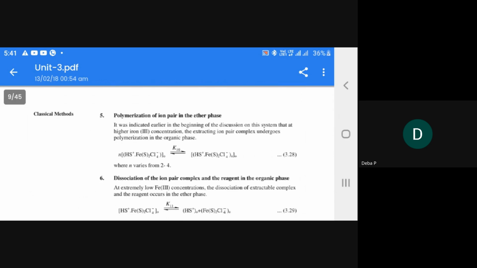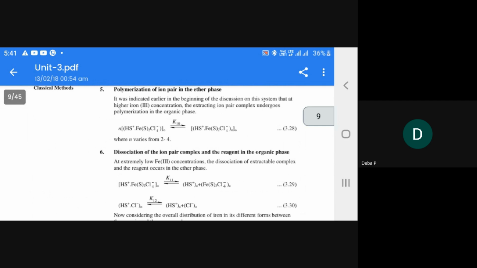The next step is the polymerization of the ion pair in the ether phase. It was indicated earlier in the beginning of the discussion on this system that at higher iron 3 concentration, the extracting ion pair complex undergoes polymerization in the organic phase. So N molecules may polymerize to give the polymer, and an equilibrium will be established where N varies from 2 to 4 only. It means a dimer or tetramer will be formed.